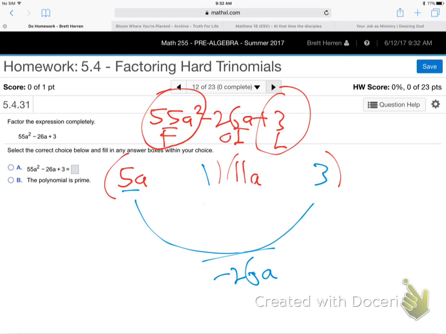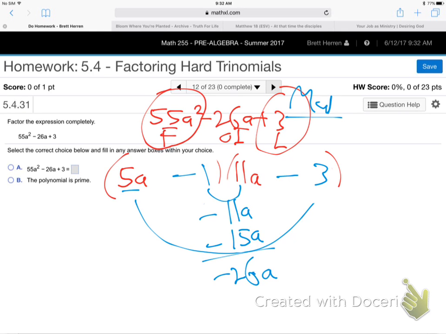Try it again. The 2 inner makes 11A, the 2 outer makes 15A. Now those two can make minus 26A. How so? What signs do they need? Both negative. That'll work. Both negative. There it is. And 2 negatives do multiply to be positive 3. So it's all good.